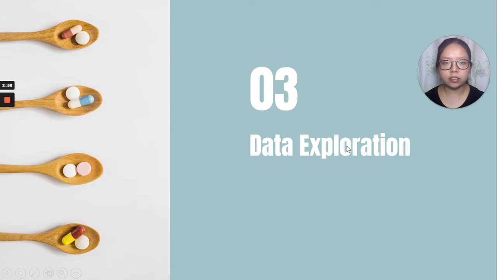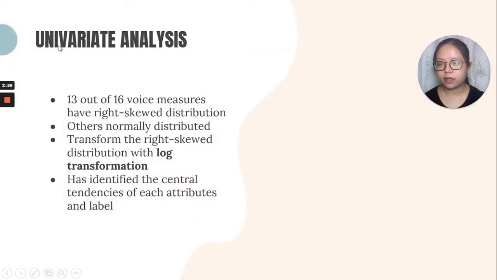And then we explored the data. First, we conducted the univariate analysis. In this analysis, we discovered that 13 out of the 16 voice measures have right-skewed distributions. However, we don't want to see right-skewed distributions in our experiment. Therefore, we use log transformation to transform the right-skewed distribution to a normal distribution.